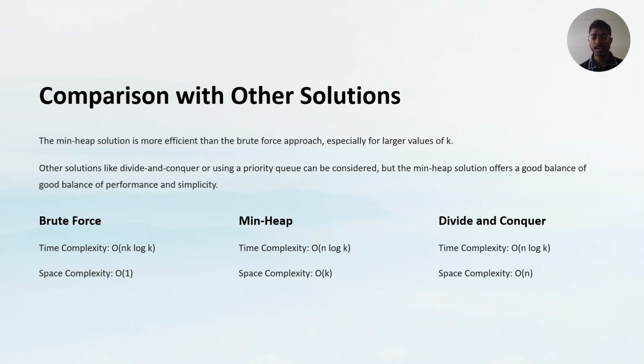In the brute force we have a time complexity of O(n k log k) and a space complexity of O(1). For the min heap, the time complexity is O(n log k) and the space complexity is O(k). Then we have divide and conquer, which has a time complexity of O(n log k) and a space complexity of O(n).